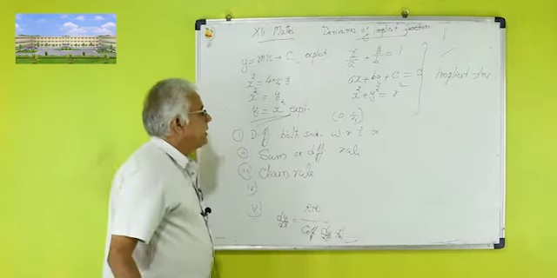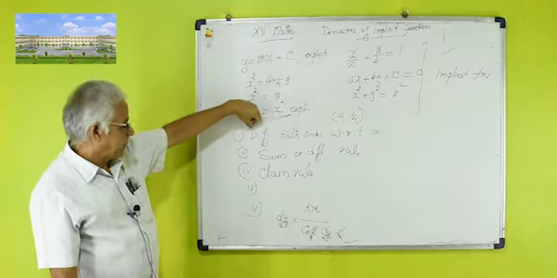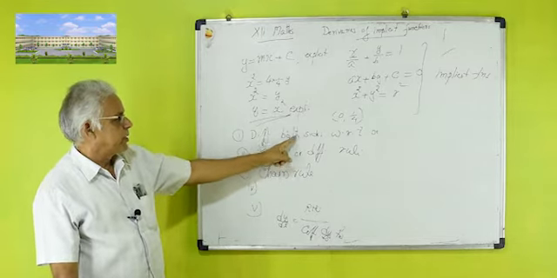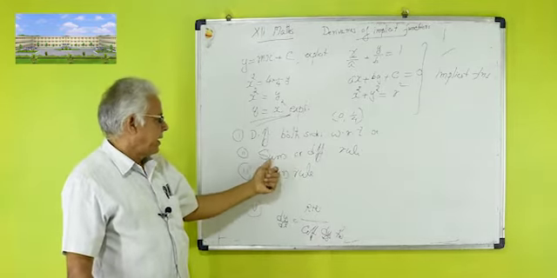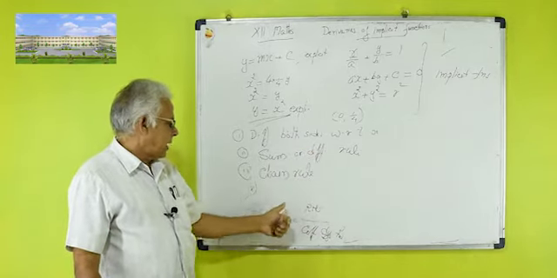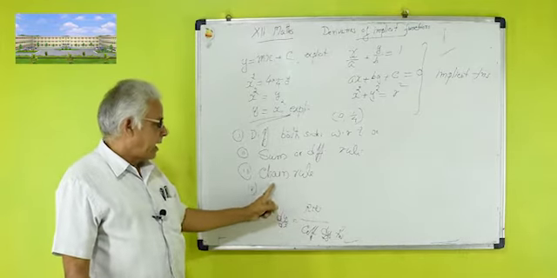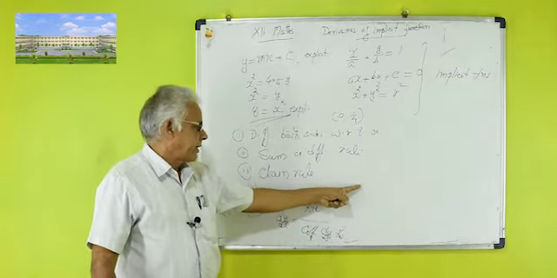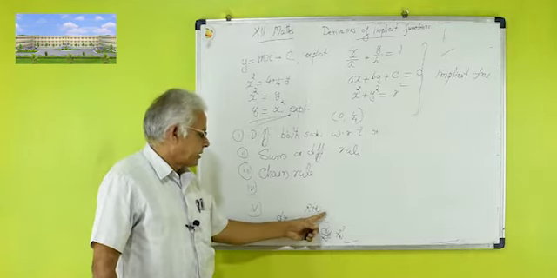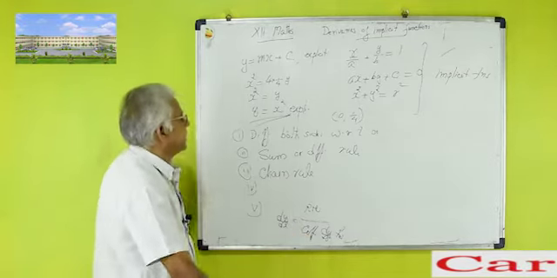That was the method. First differentiate both sides with respect to x, apply the sum or difference rule and chain rule, and take the dy by dx terms on the left side and the other terms on the right side. Then the final dy by dx is equal to the right side by the coefficient of dy by dx.